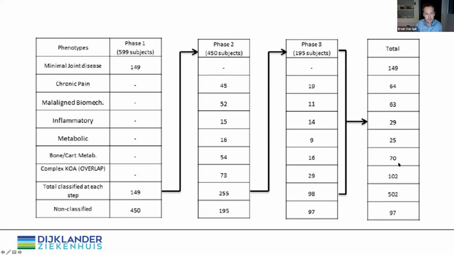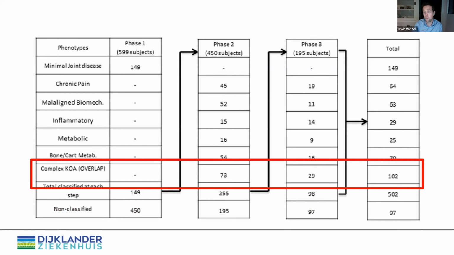Another thing that I would like to point out is that one fifth of this population showed complex OA, meaning that they fulfilled criteria for different phenotypes. This might be a hard category in clinics and a research setting, and might be one challenge in phenotype research: how to deal with phenotypes that overlap. Maybe a nice point for later in the discussion.